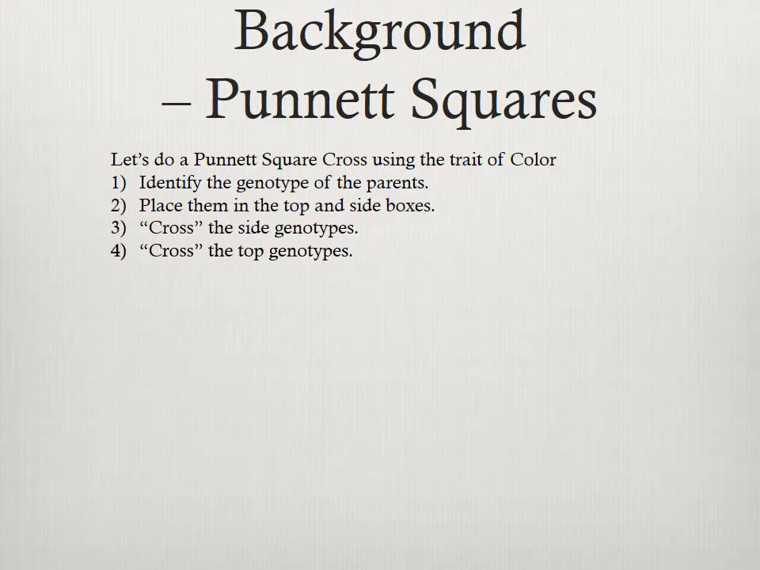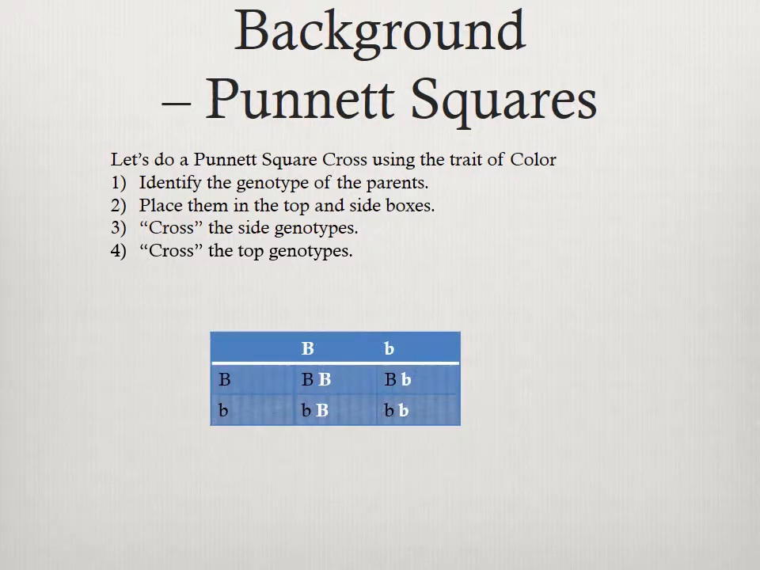Next, I want to cross the top genotype. So now we're going to go to your pet, who's in white: big B, little b. Everything underneath your big B will get a big B in that box. Every box underneath the little b will get a little b in that box. So now we've crossed the side and we've crossed the top.